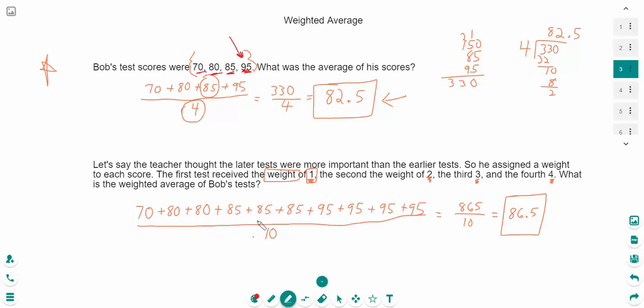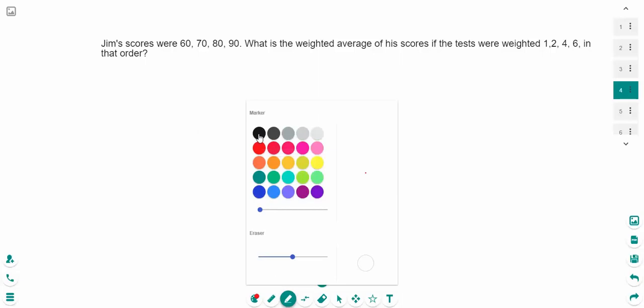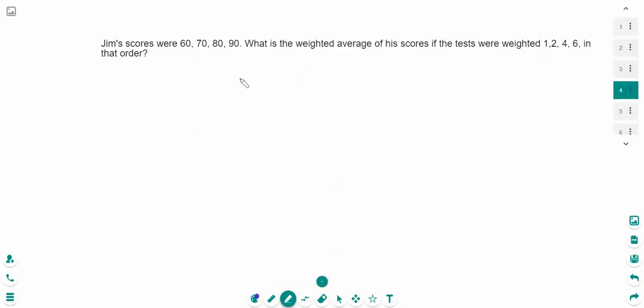Okay, so let's try a couple of these problems and make sure that you have the hang of this. All right, so Jim's scores were 60, 70, 80, and 90. What is the weighted average of his scores if the tests were weighted 1, 2, 4, 6 in that order? So 60 was weighted as a 1, 70 was weighted as a 2, 80 as a 4, 90 as a 6. All right, the fastest way to do this is simply to think of average. How do we average? Do the same thing you normally do, only now apply the weight for each grade or each item that you're averaging.